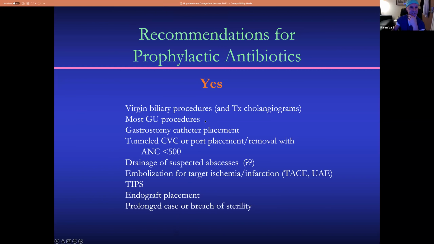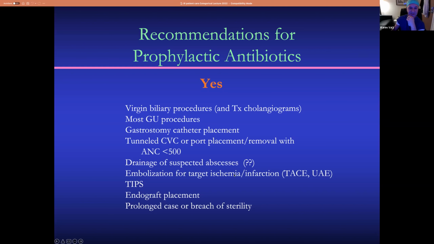Most GU procedures, so all percutaneous nephrostomies, G-tube placement based on Chris Ingram's study, tunneled line placement only if they are severely neutropenic, so an absolute neutrophil count less than 500. Then we give antibiotics. Drainage of suspected abscesses, that's questionable. You think, well, they have an abscess, you probably should be on them, but it's not clear you need to do that, although they're often on it.